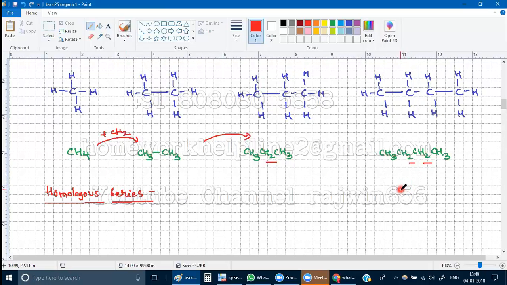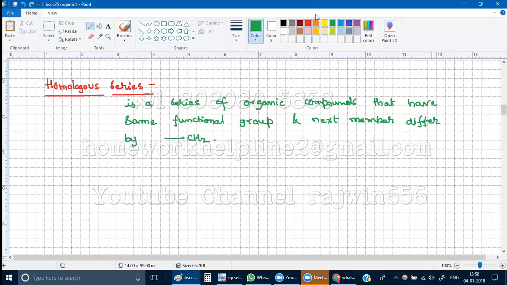So we'll just write down the definition of homologous series and some characteristics of homologous series. They are also important. So this is the definition of homologous series: a series of organic compounds that have the same functional group, and the next member differs by CH2, as I have explained earlier. Just take down this definition and then I'll give you the definition of functional group.